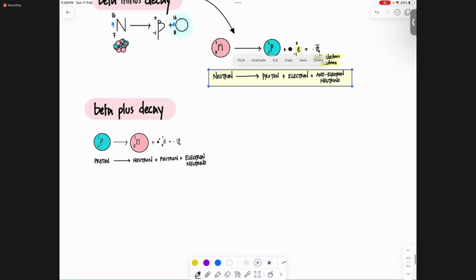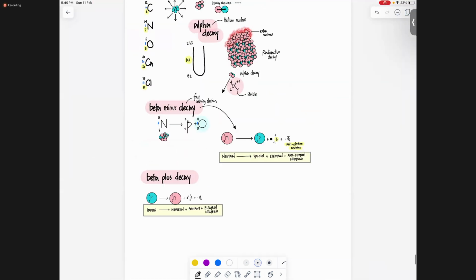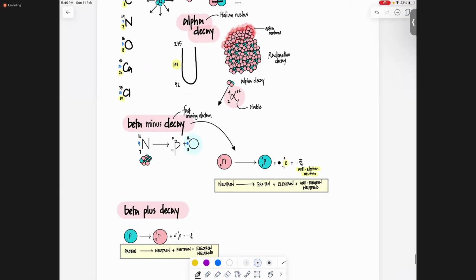So these are the 3 decays that we have in our syllabus.